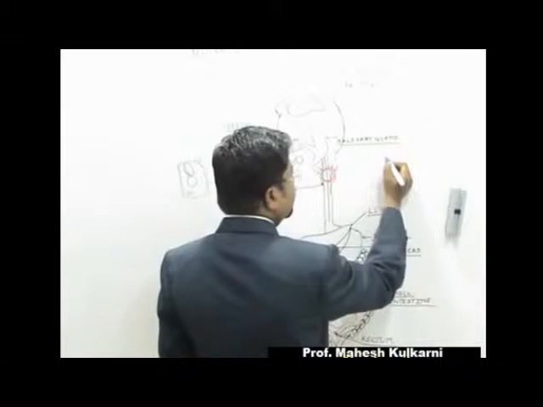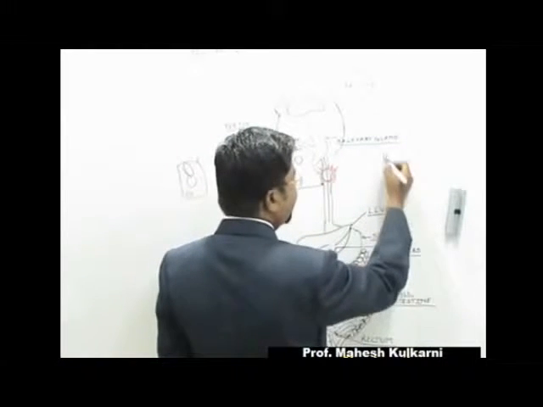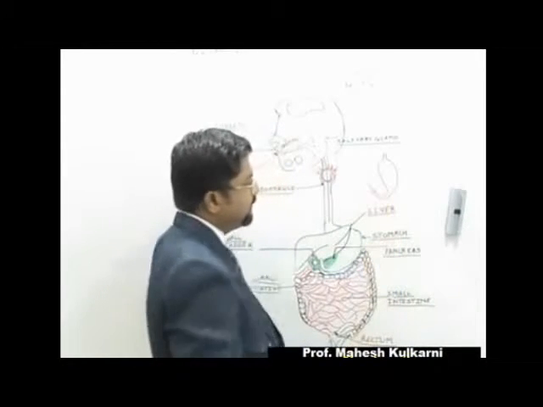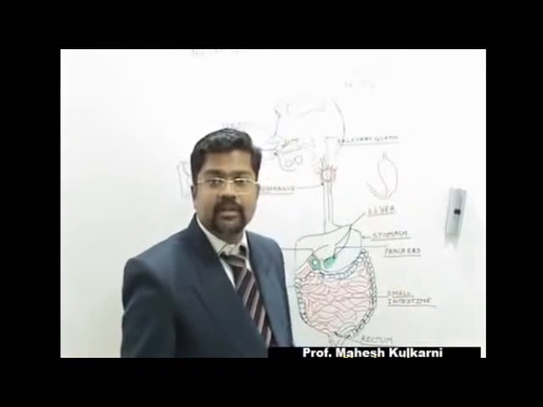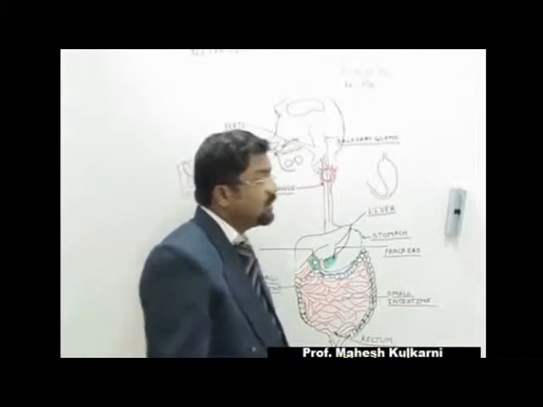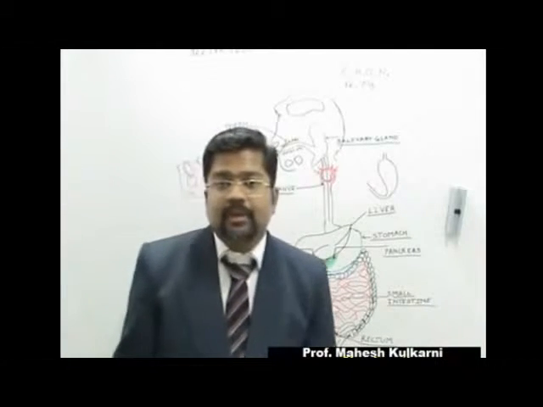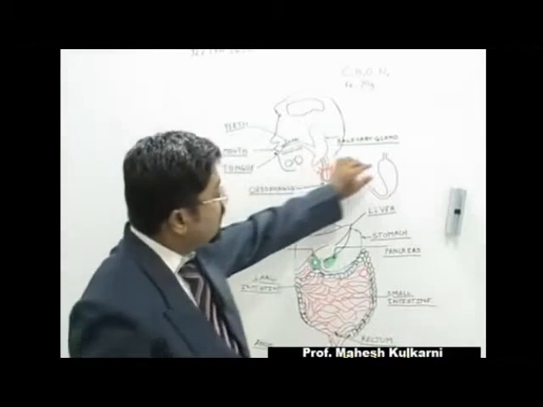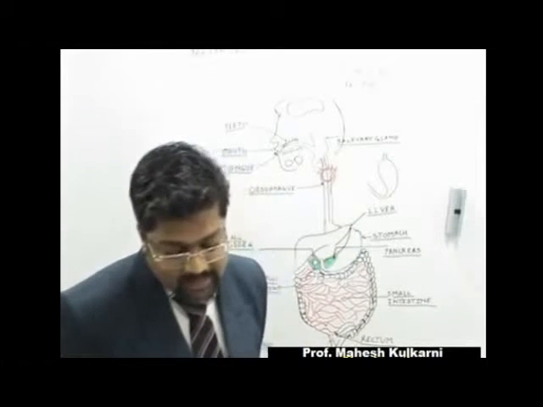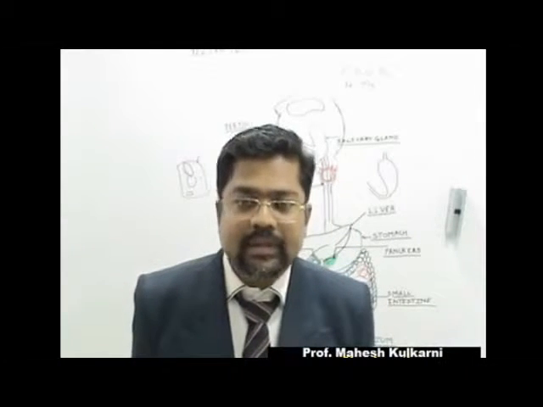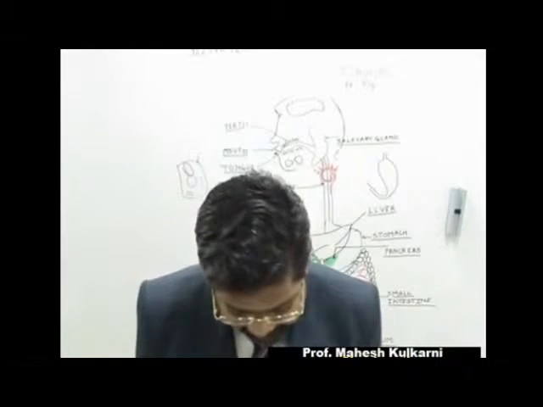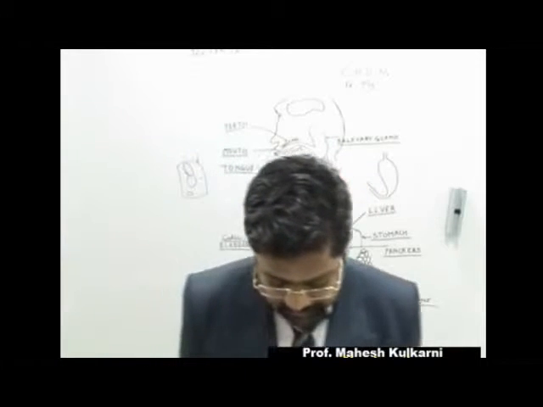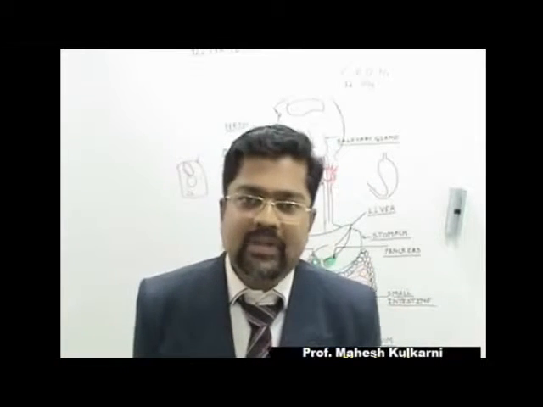So this looks like a J shape. So this is called the J-shaped stomach. Now this stomach is divided into three parts. The first or upper part is called the cardiac, which is in the vicinity of the heart. The second part is called the fundus, F-U-N-D-U-S, and the third part is called the pyloric stomach.